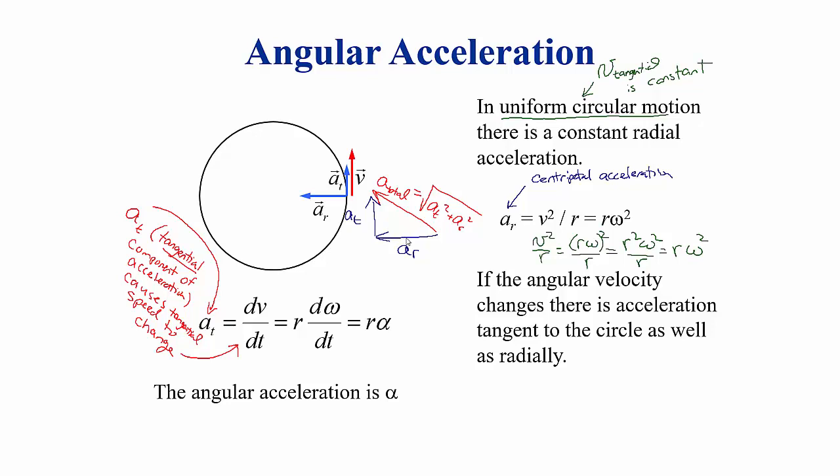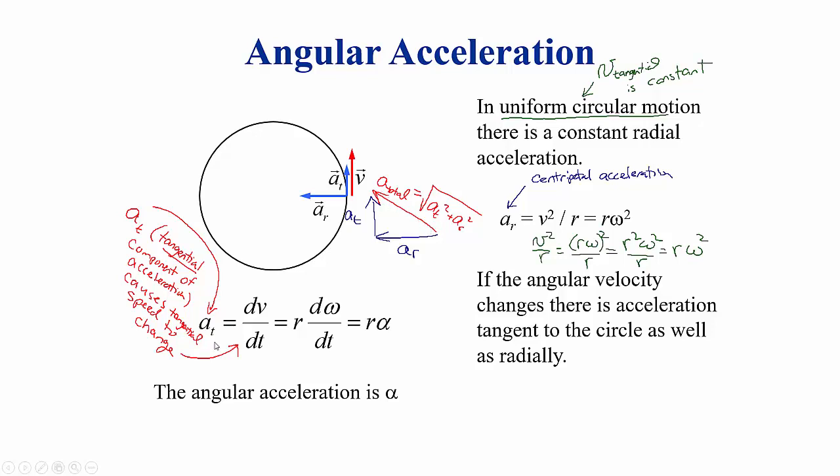So for non-uniform circular motion, the acceleration is more complex. It has a radial component, just like all circular motion does, but it also has a tangential component. And so the net acceleration, the overall acceleration, you have to add those two components together.